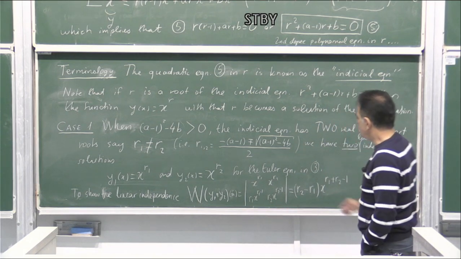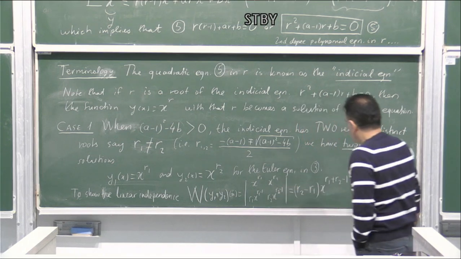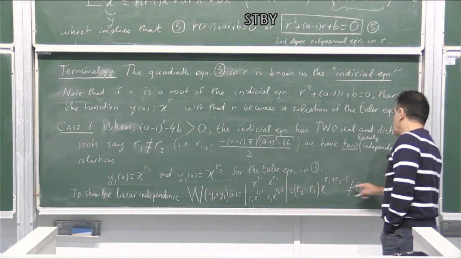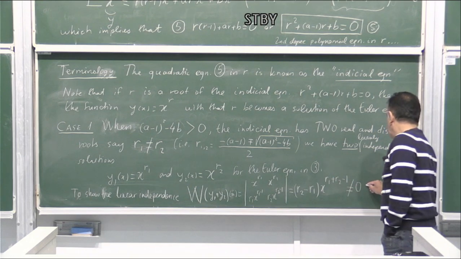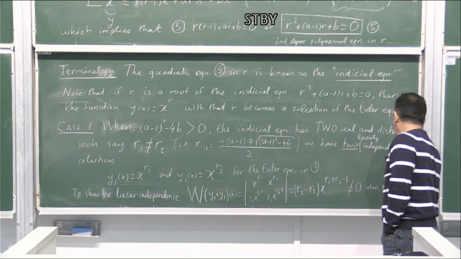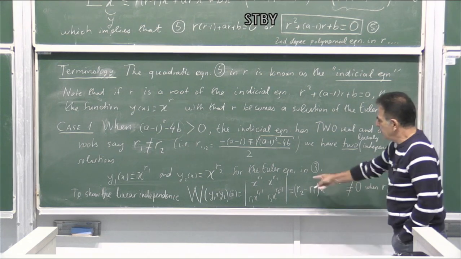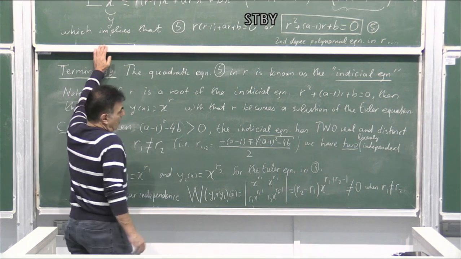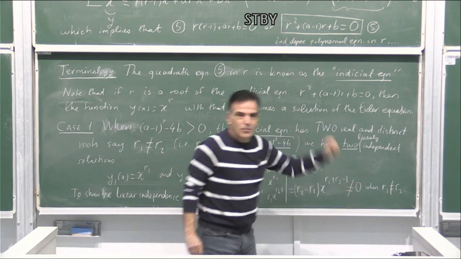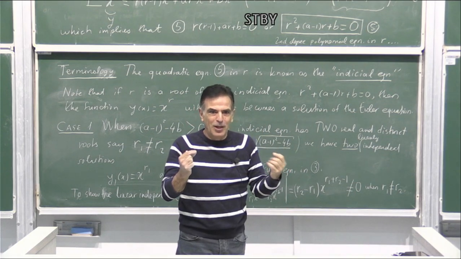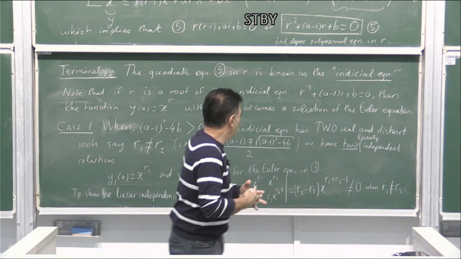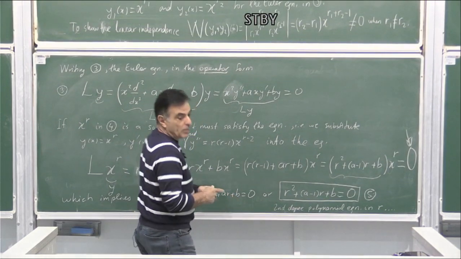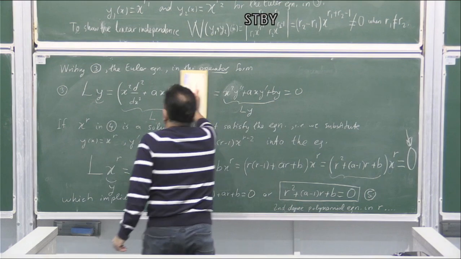Good? So clearly, this is not equal to 0, except when x is 0, because r1 is not equal to r2. Because r1 and r2 are distinct roots, they are independent. When x is 0, of course this may be 0, but we know that at x equal to 0 there is a singularity, so it is not surprising that the Wronski determinant is 0 at 0, or maybe undefined also. Okay, this is the first case.